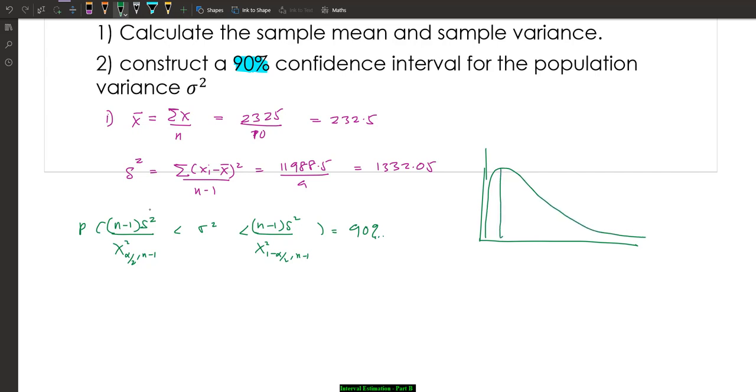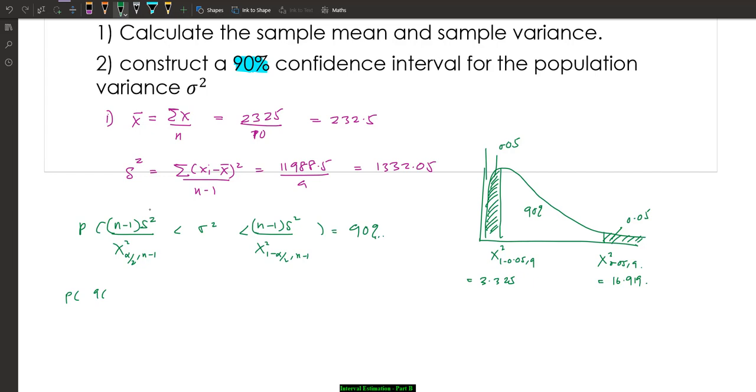So we distribute the probability equally on both sides. So this is 90%. So this one is 0.05 and this is going to be 0.05. So this is chi-squared 1 minus 0.05, and n minus 1, n is equal to 10 minus 1, 9. The chi-squared 0.05, 9. So this one should be equal to 3.325 and this is going to be equal to 16.919. Right?